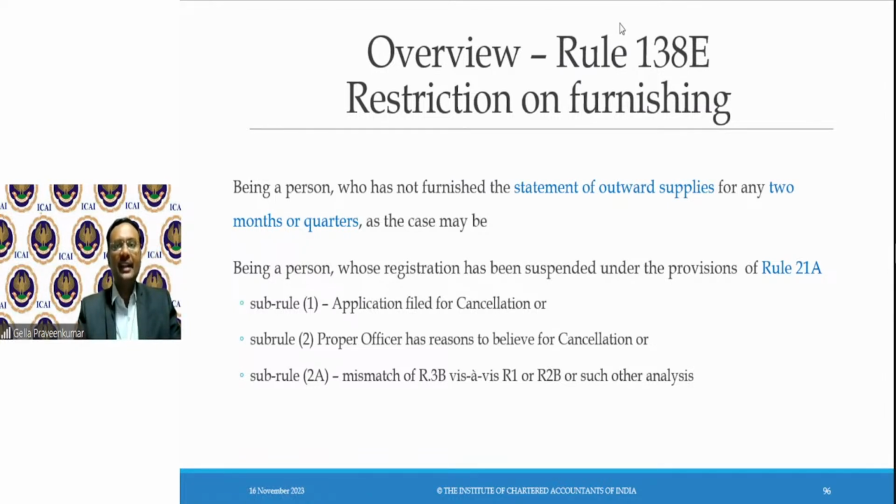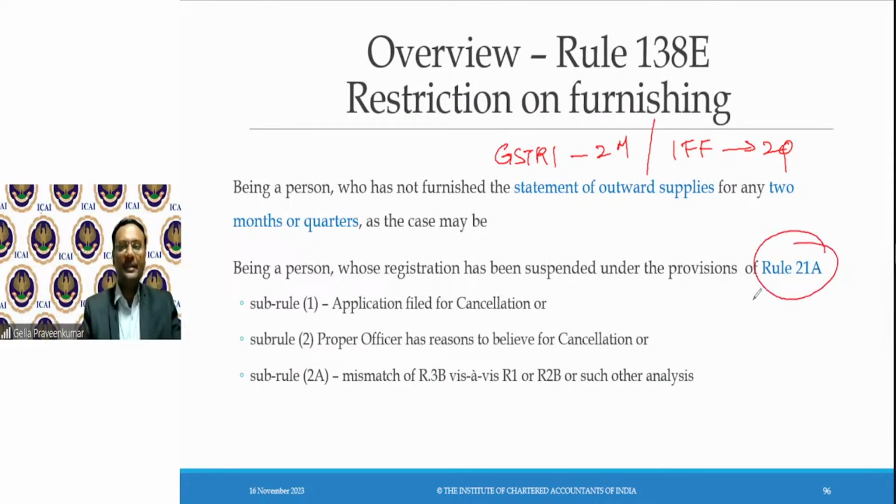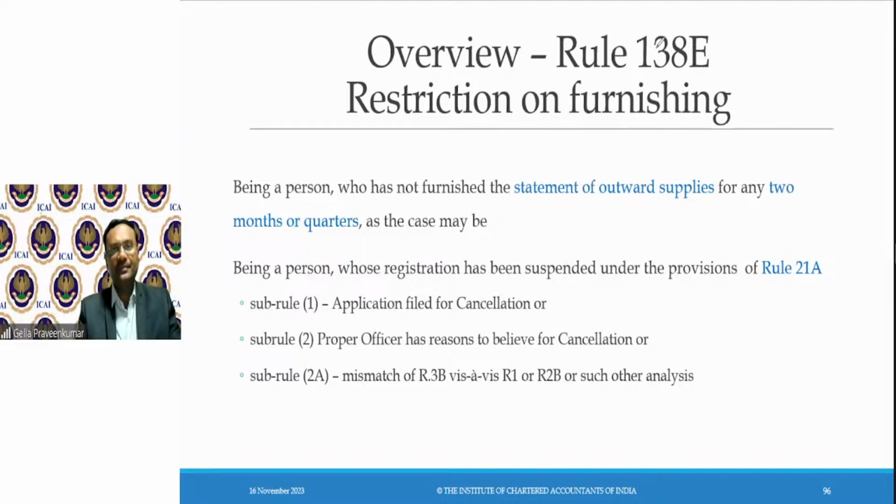Also, when I say returns, that is returns under Section 39, outward supply for any 2 months, GSTR-1 for 2 months or IFF for 2 quarters. If you have not furnished any of these two, your e-way bill is blocked. Or any person whose registration has been suspended, whose registration has been cancelled, then e-way bill cannot be allowed for generation.